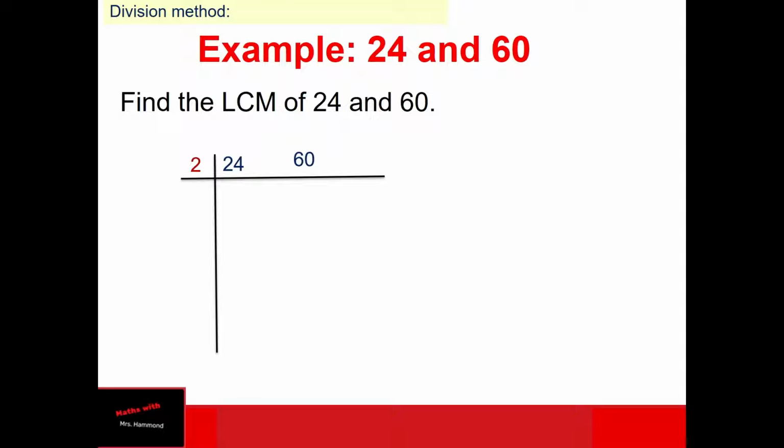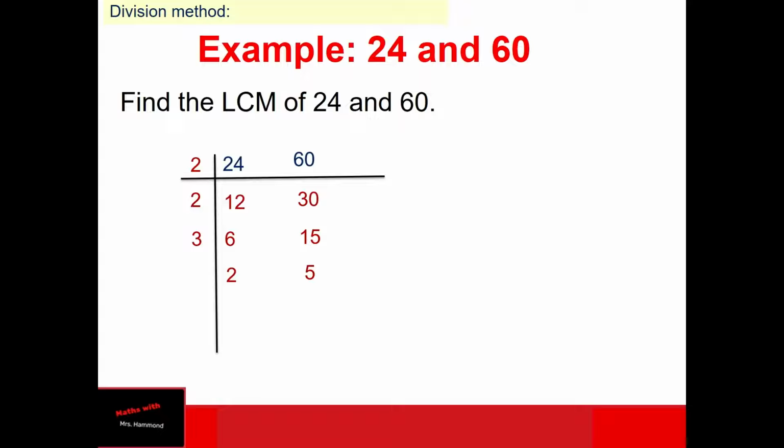So I have 2. So I'm going to divide 24 and 60 by 2. And then another common factor of 12 and 30 is 2. All right, I'm going to divide both numbers by 2. And a common factor of 6 and 15 is 3. I'm going to divide both numbers by 3. Now I have 2 and 5. Now 2 and 5 are both prime numbers. They do not have a common factor.